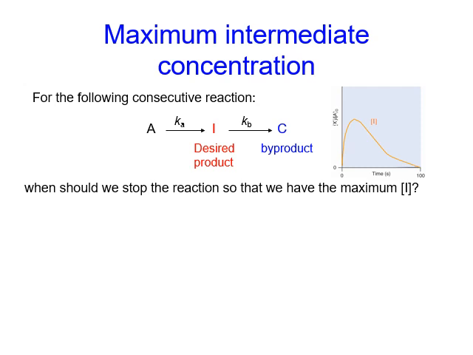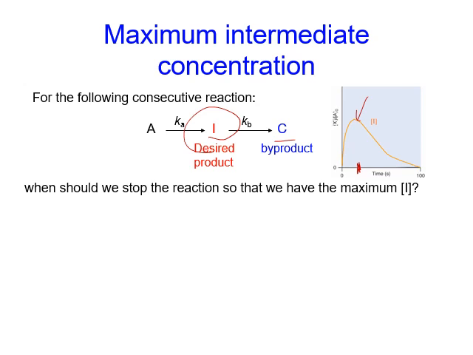Sometimes for a consecutive reaction, the intermediate I is our desired product, and it may continue to form a byproduct. So our goal is to stop the reaction at the right time so that the concentration of the product is maximum. So how do you find the time to get the maximum of I?